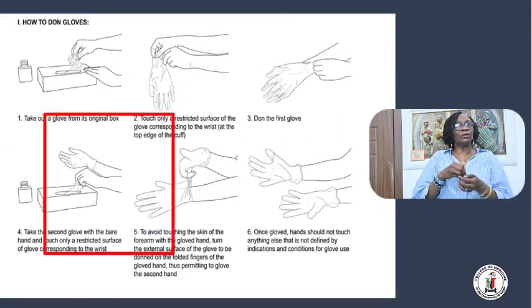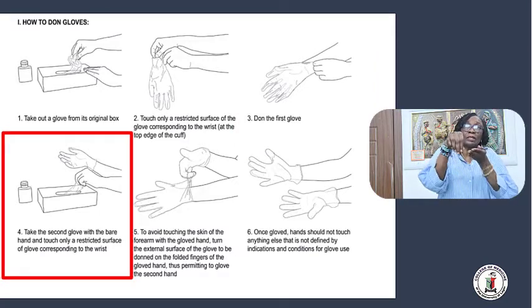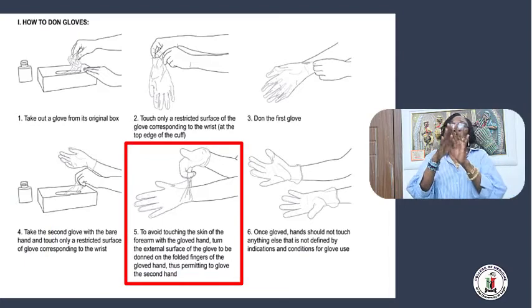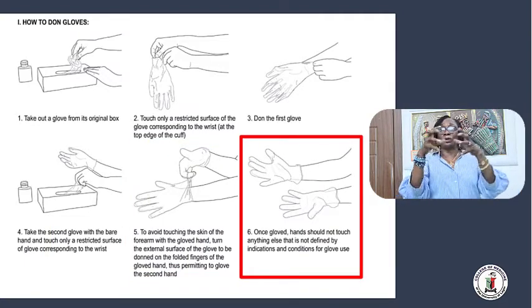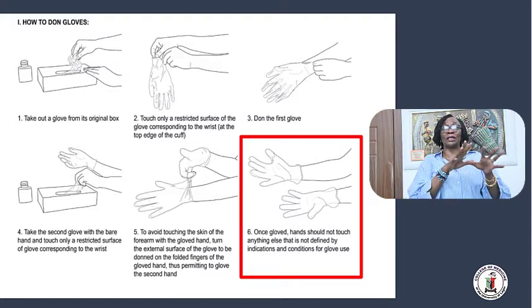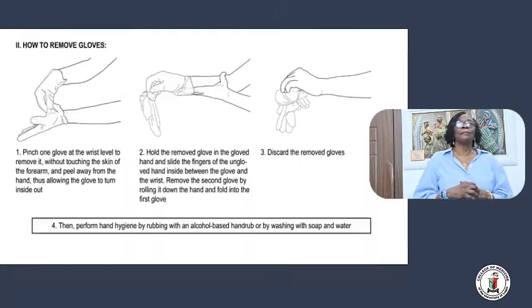Then you take the second one with your bare hand, touching only the inner surface part, and wear the second one to avoid touching the skin of the forearm. You turn the external surface of the glove to be done on the folded hand, thus permitting your glove for the second hand. Once gloved, your hands should not touch anything else that is not defined by your indications. But this will be shown to you properly when you're having your practical session.